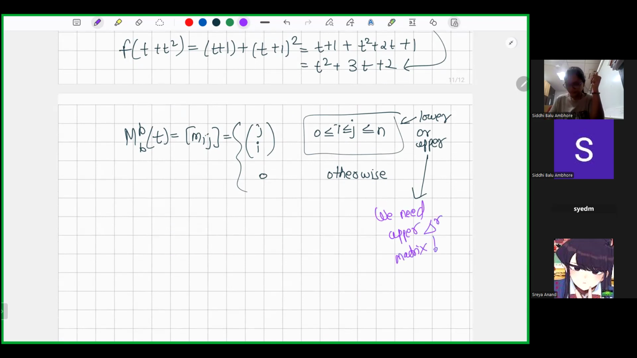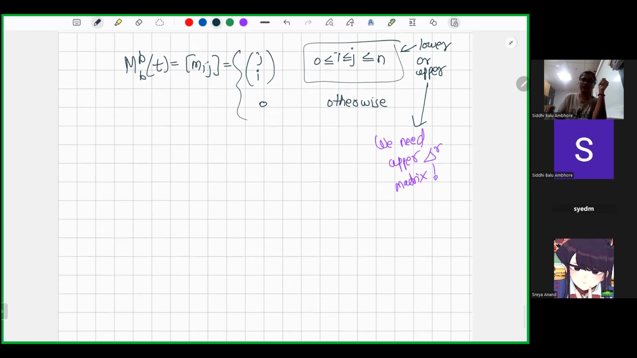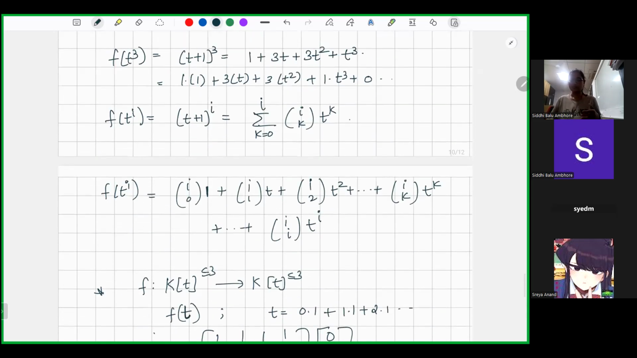And yes, fix the IJs here. Okay, so I hope you got the idea of how the matrix would look. It will be just n choose I, n choose J, and so on.